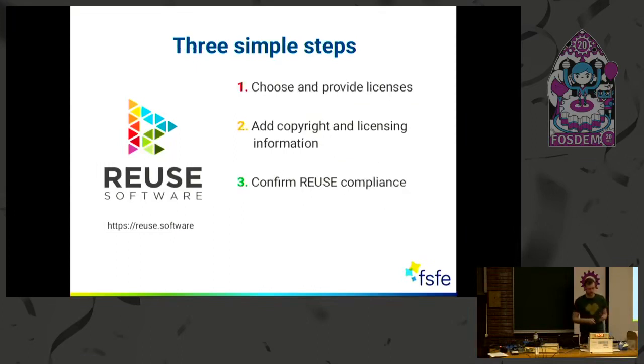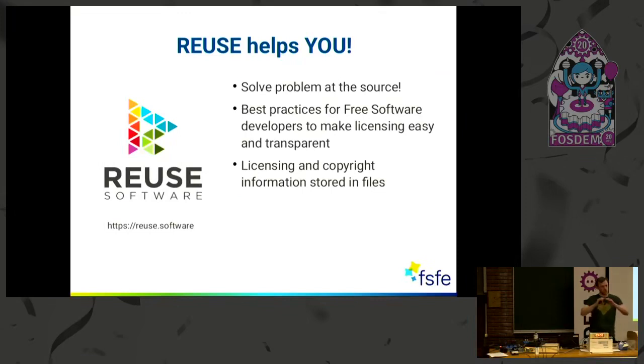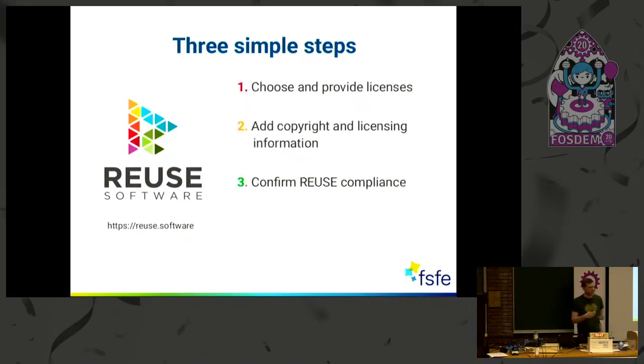So you would have in each source code file a license header or something like that, where it's really easy to find this licensing and copyright information. And so the steps to reach this goal are quite simple. There are 3 steps. The first is choose and provide licenses. So you should, as a free software developer, make a conscious decision about which license to choose and store this in a dedicated place, like the full license text inside of your repo.